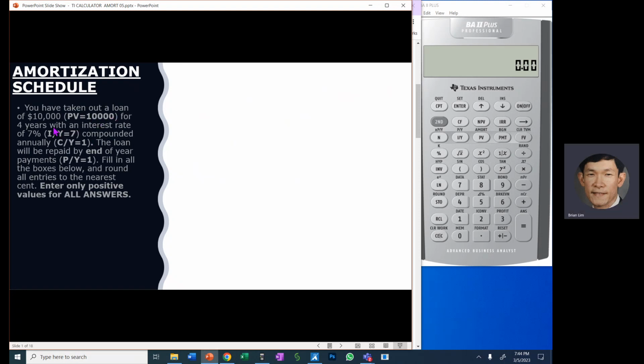You've taken out a loan of $10,000. That is the present value, for 4 years with an interest rate of 7%. That means IY is equal to 7, and it's compounded annually, so CY is equal to 1. The loan will be repaid by end of year payments, so PY is equal to 1. Fill in all the boxes below and round all entries to the nearest cent. Enter only positive values for all answers. Okay, we will come to the boxes in a short while, but let us continue with the question.